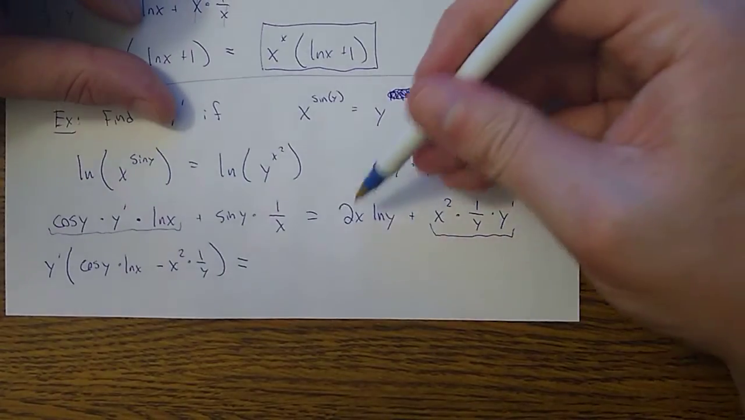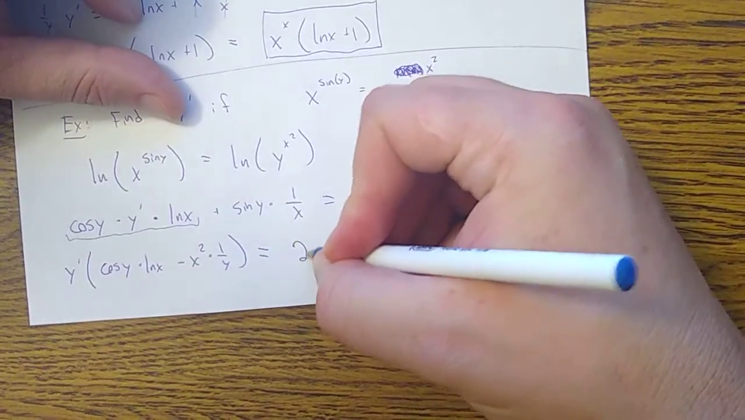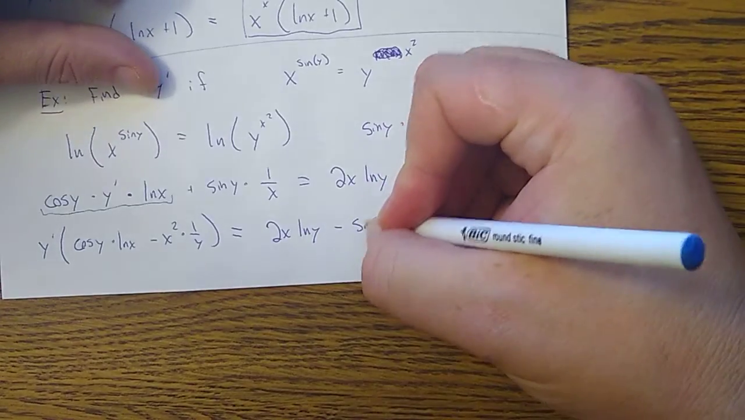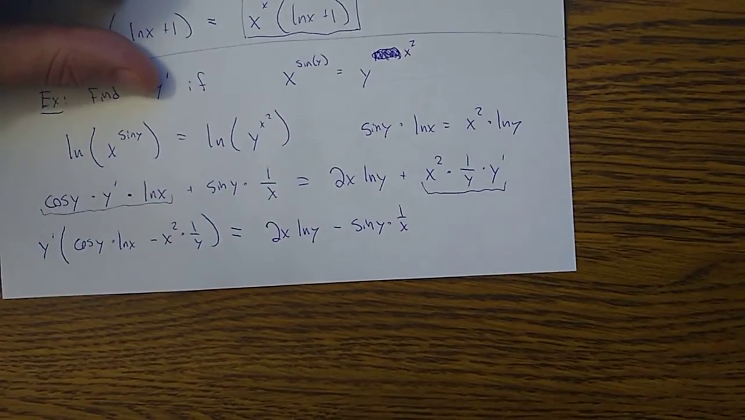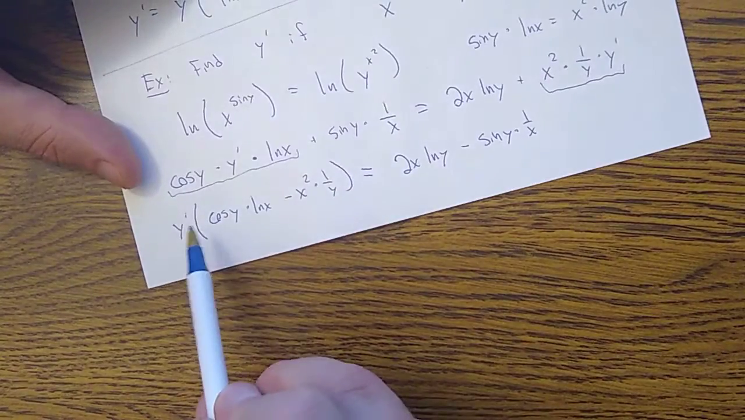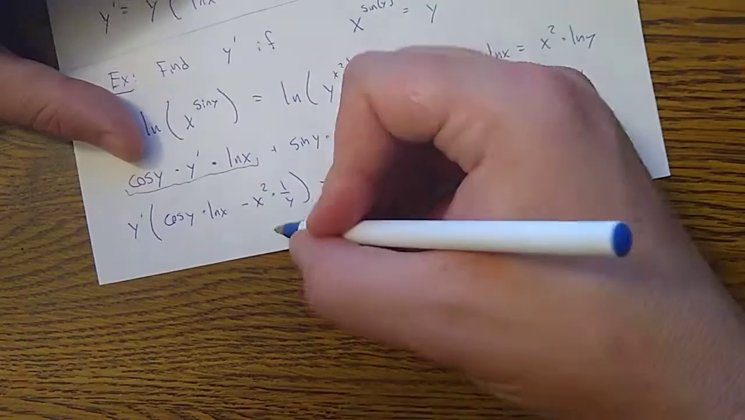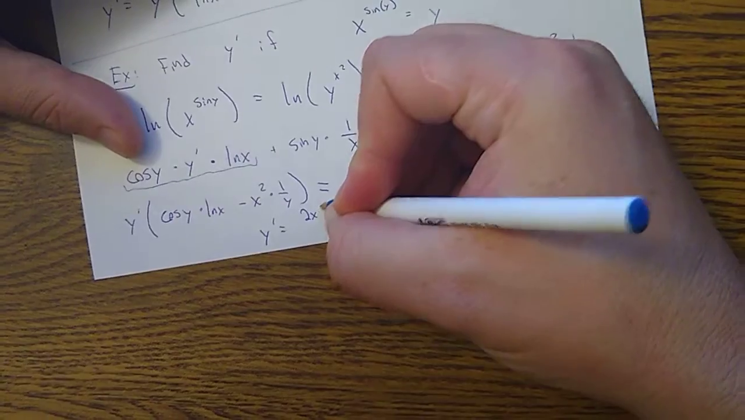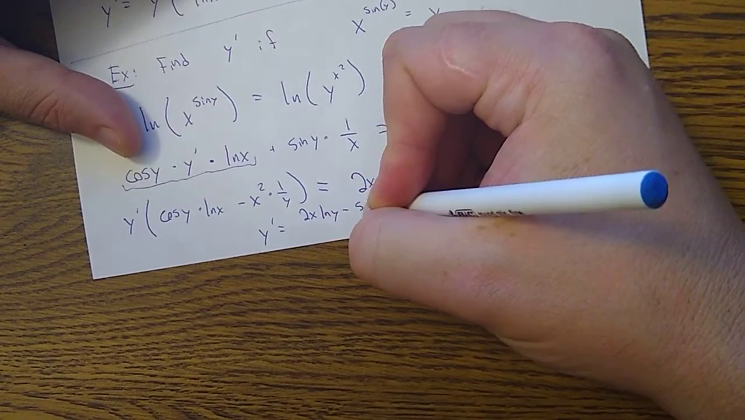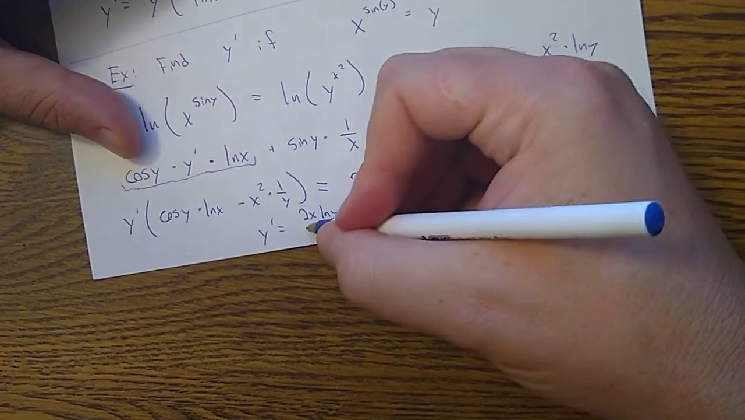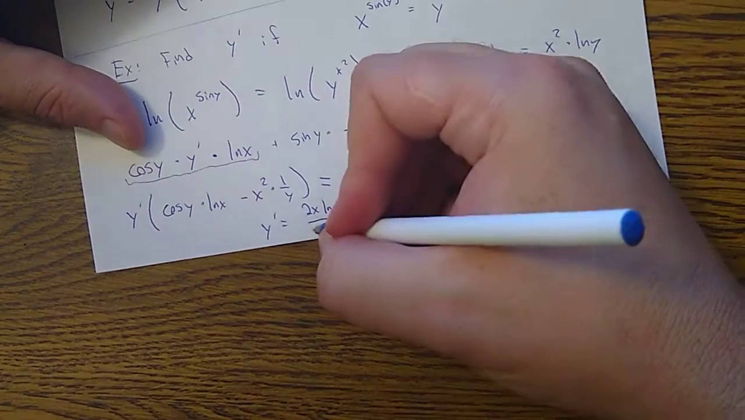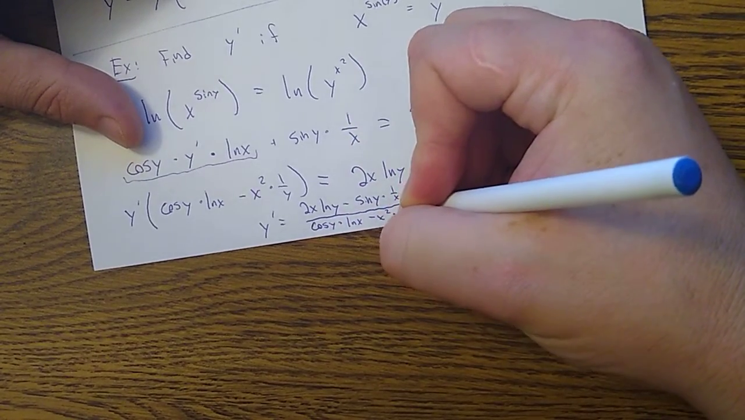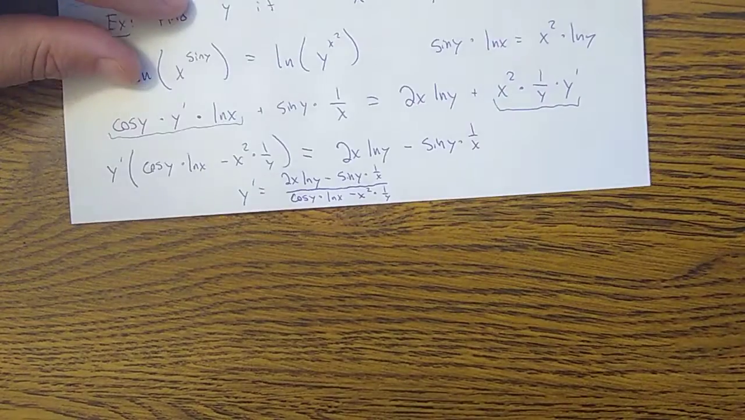And that would equal what? Well, this was already on the right, and that's going to stay on the right. This has to move over to the right. So I'm there. And then finally, I can solve for y prime by just dividing by this stuff. All right.